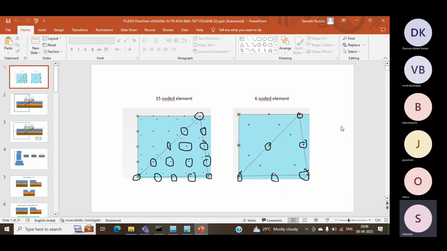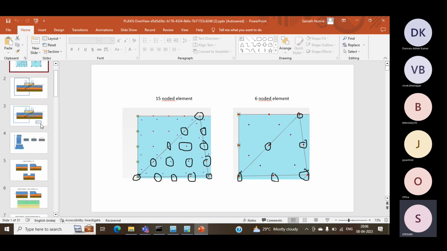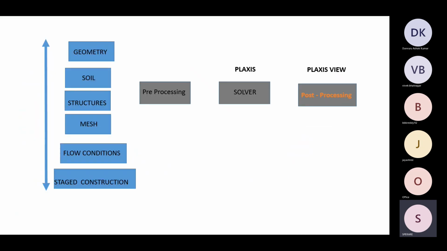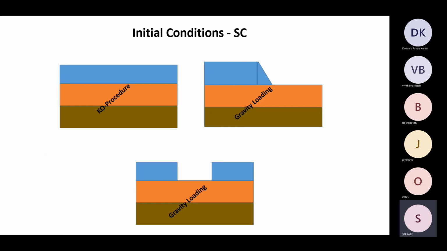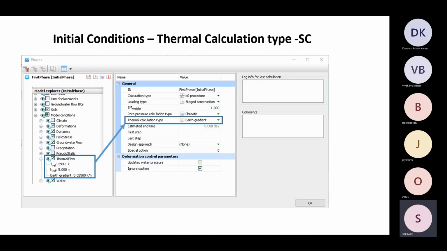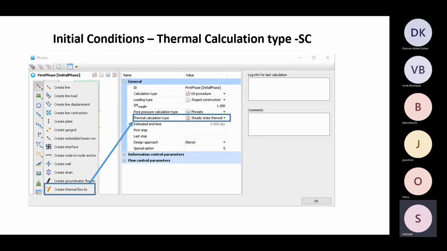Okay, guys. Thank you all for joining on Saturday again. So now moving on here, we discussed a few conditions after following up this complete geometrical flow, the directions of what we are solving. We have discussed when to choose the K0 procedure and when to choose the gravity loading conditions. Then we moved on to when to choose the flow conditions, like steady state groundwater flow conditions. Then we were discussing, if you are worried about the thermal analysis, the importance of the earth gradient and what kind of parameters you need to consider. And then I was talking about the steady state thermal flow boundary condition also, where you would like to assign this.